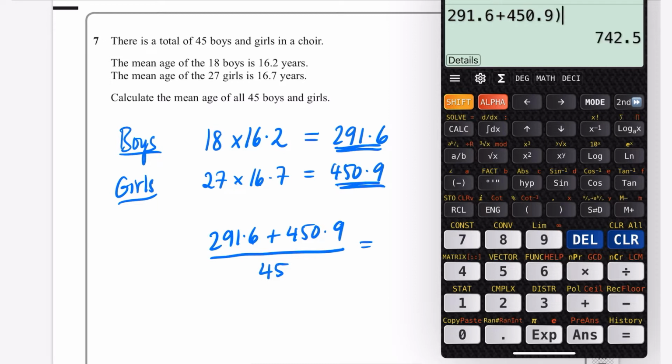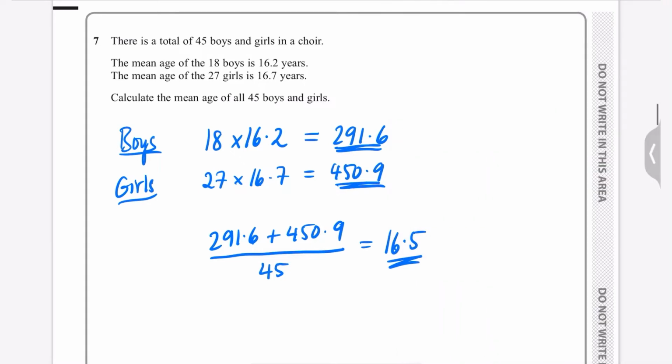I guess I should have put this all in a fraction. And we're going to divide that by 45 so that we get the average for all of them is 16.5. And that seems like a pretty reasonable answer because this is the average here and the average here. So 16.5 seems good for it to be somewhere in between.